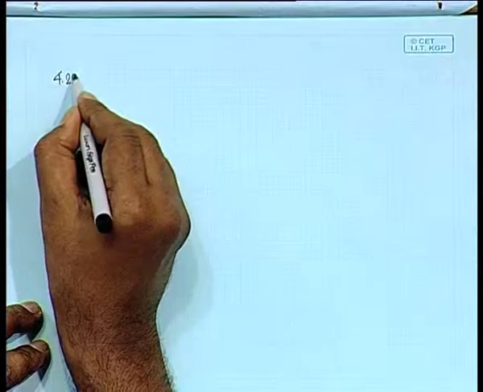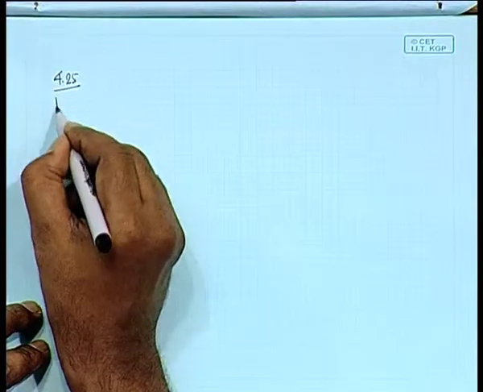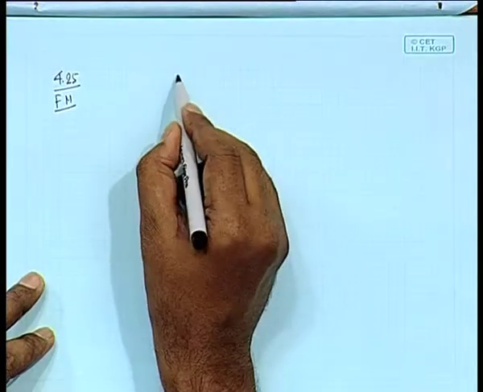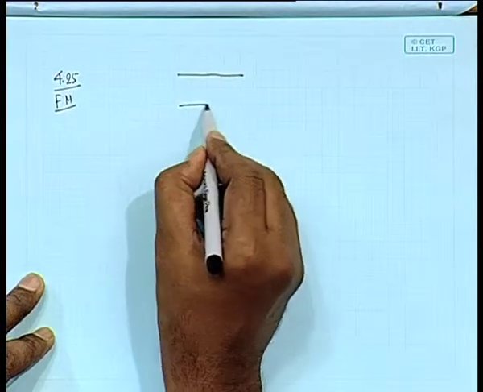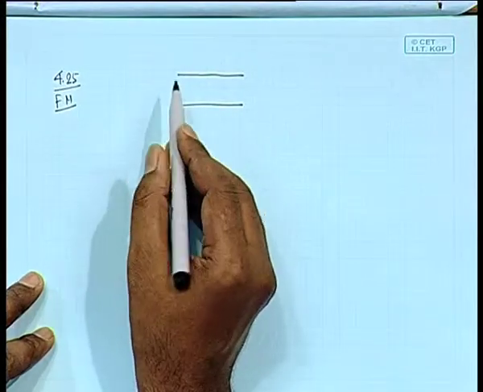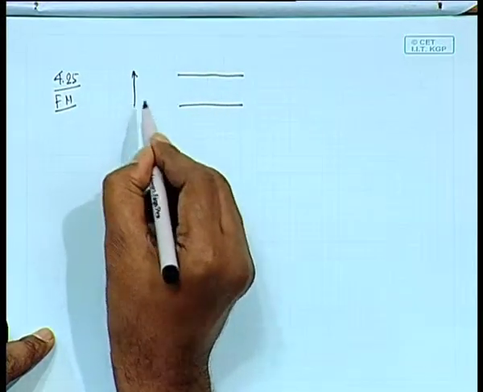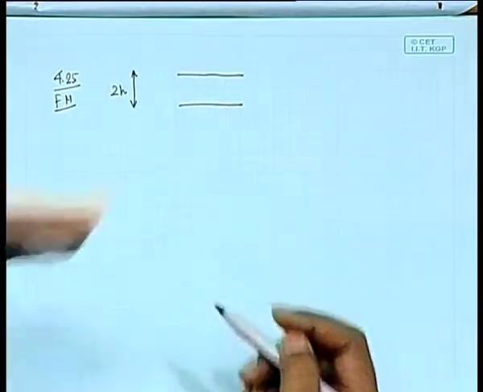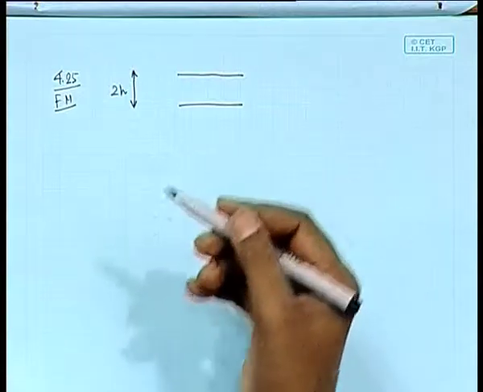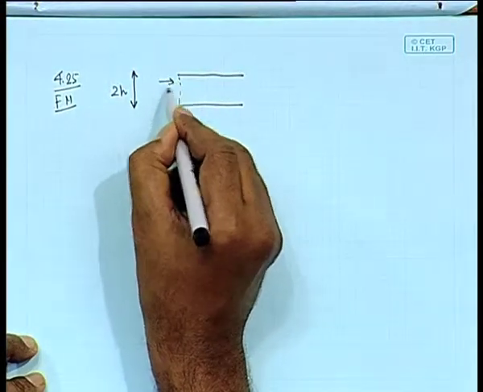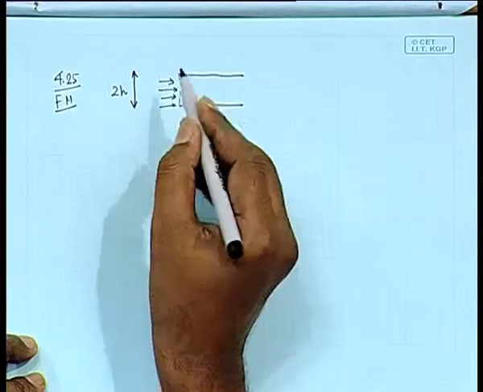Okay. This is exercise problem 4.25 from Fox and McDonald. This says that there is a tube and water is moving into the tube of height 2h, the full height 2h, and width in this direction perpendicular to the plane of the paper, let us say w, and water entering with a uniform velocity u0.